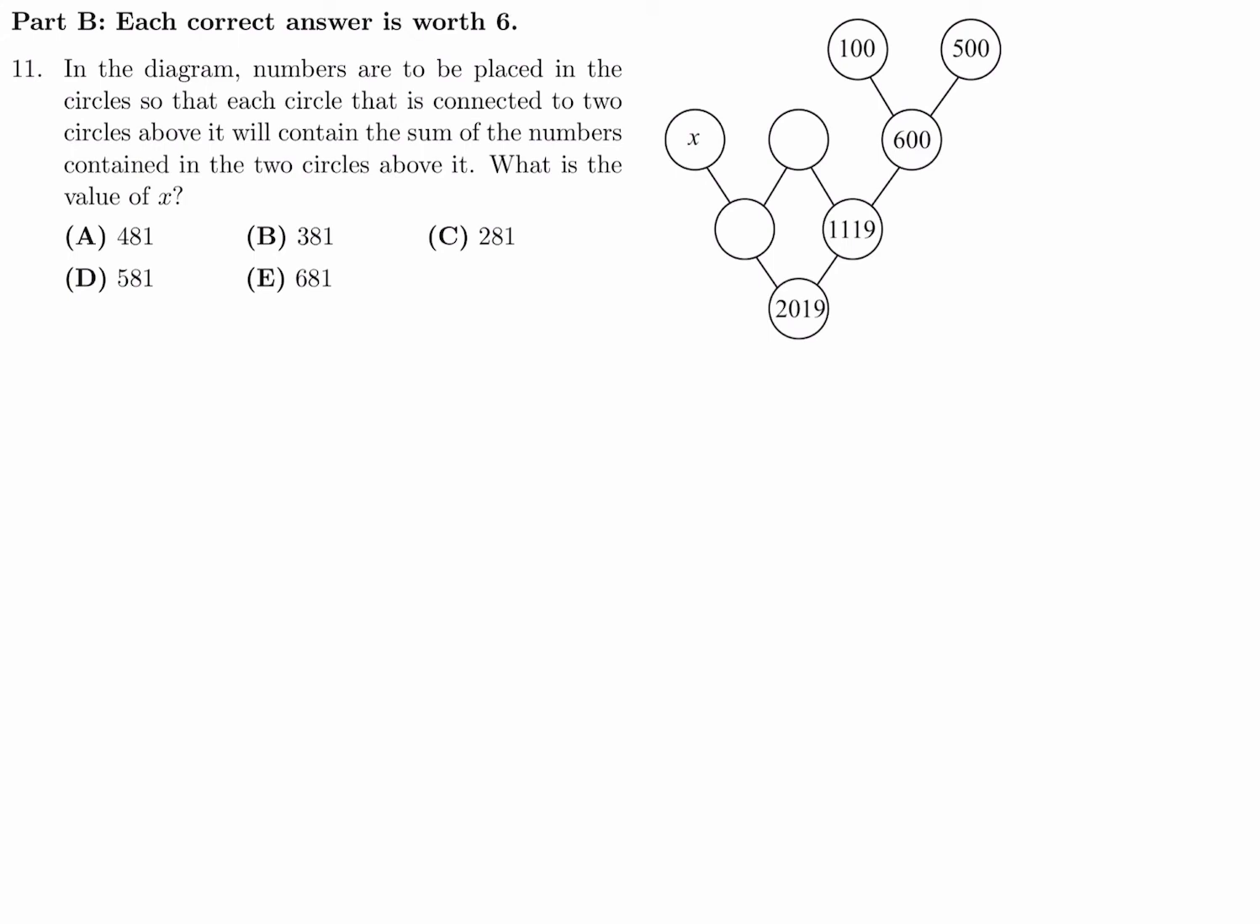So this number, whatever it is, plus 600 has to equal 1119. So that number is going to be 519. So that's what goes in here, 519. And then very similarly, this number plus that number equals 2019. So this number is going to be 2019 minus 1119, and that is 900. So 900 goes in here.